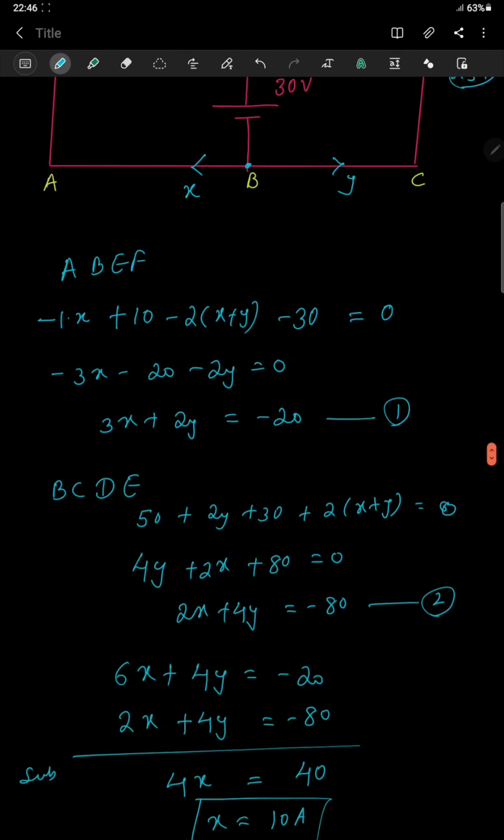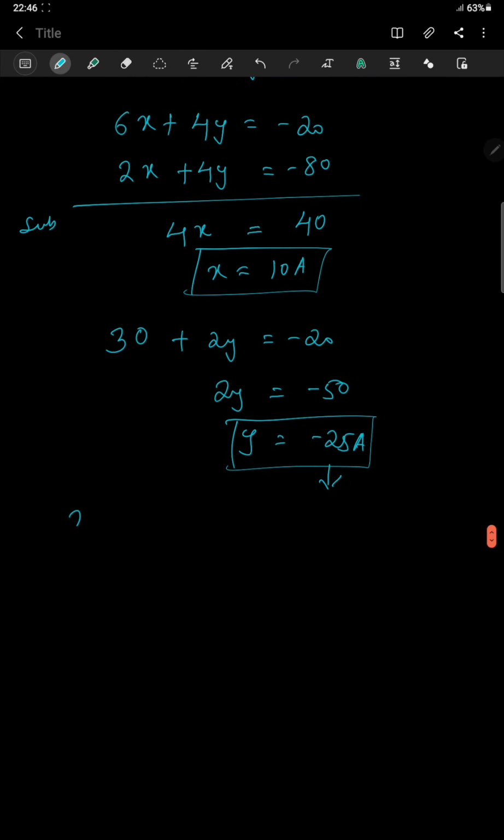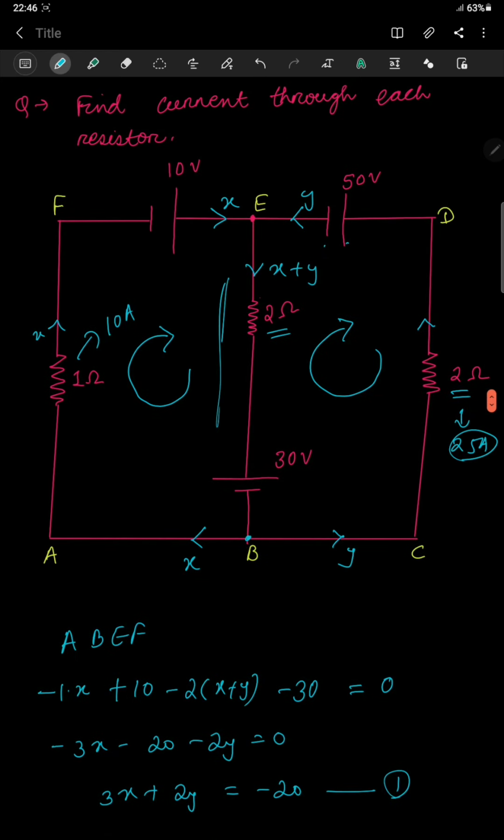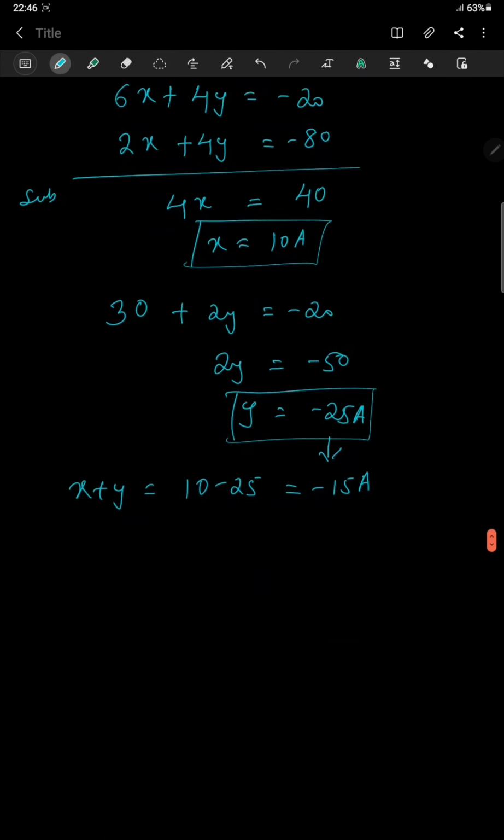It is x plus y. So what will we get? x plus y is equal to 10 minus 25, which equals minus 15 ampere. That means in this branch the x plus y direction you have shown has to be reversed. Why? Because a negative sign is coming, negative 15. Okay, so x plus y is minus 15 ampere.